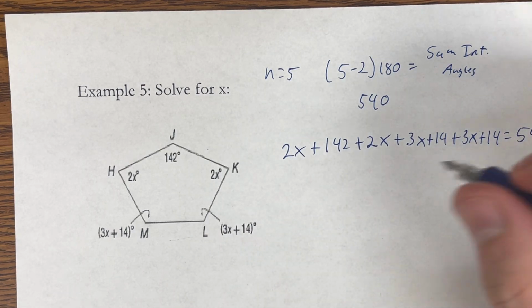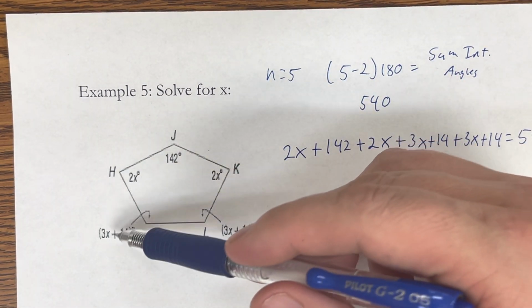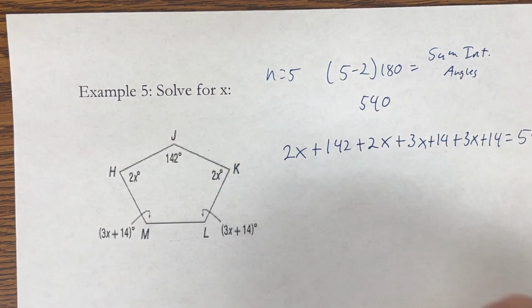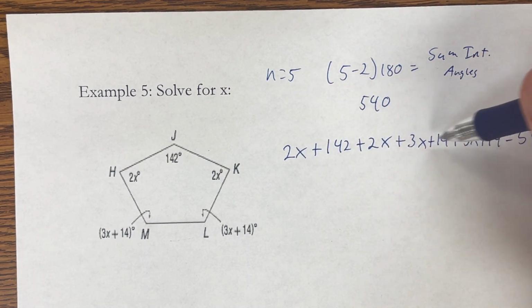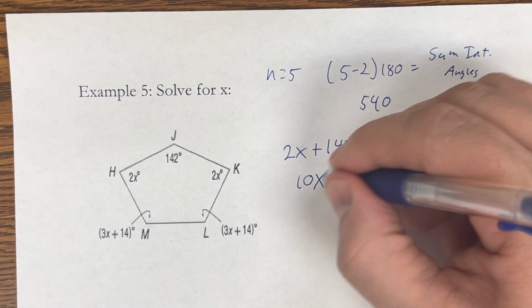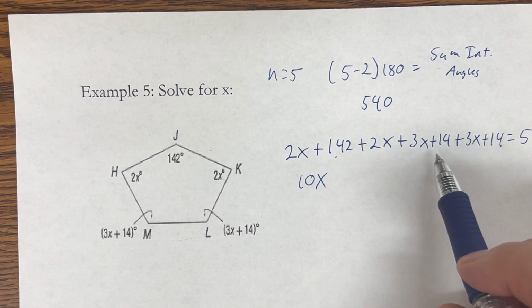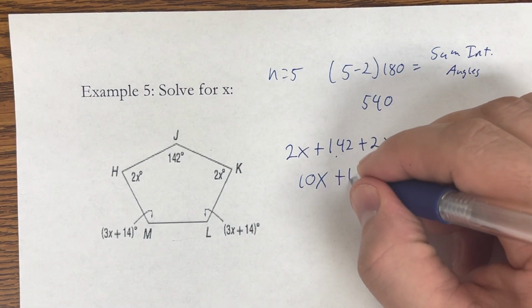Now I have to combine like terms. If you combine like terms before you wrote it down, that's fine too. Like I might have done 10x. If you want to go about it that way, I'm cool with that. So when I add them up, we have 10 x's. And then we have a 142, we have a 14, and we have a 14. So 142 plus 28 is 170.